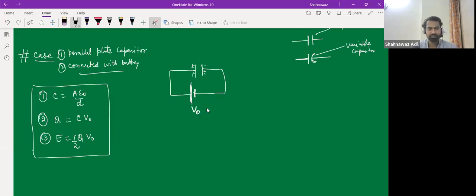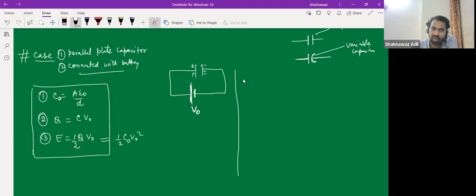Is that clear, guys? Yes. Okay, and we can also write this as half C V naught squared, because V naught is constant and C is constant. So we can also write it with C naught. This is when it is connected with some battery, which is fixing the voltage.